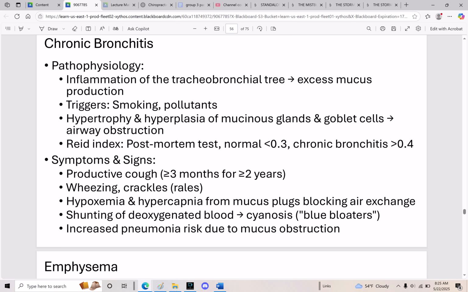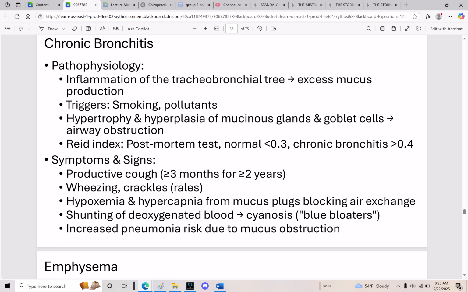So inflammation, tracheobronchial tree, excess mucus production. Triggers are going to be smoking, pollutants, right? You're going to have hypertrophy and hyperplasia of the mucus gland. These are your goblet glands. So you're going to have too much mucus. And that mucus, what it's doing is blocking the airways, okay?